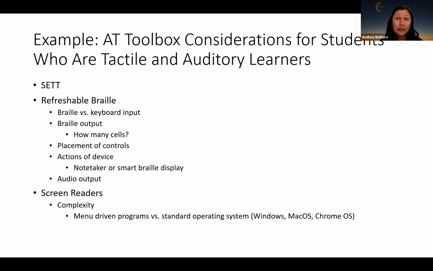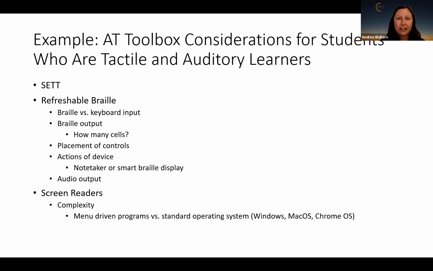So, speaking of those considerations for refreshable Braille, you want to consider what type of input. Is it going to be Perkins style input with a 6-key entry, or is it going to be keyboard input, like a full QWERTY keyboard? You want to think about the output. How many cells does the student need, like we were just discussing? The placement of the controls: is it all above the refreshable Braille strip, or is it below? Is it split? What works best for that student? Does the student need a one-handed Braille display? Does it have that option?